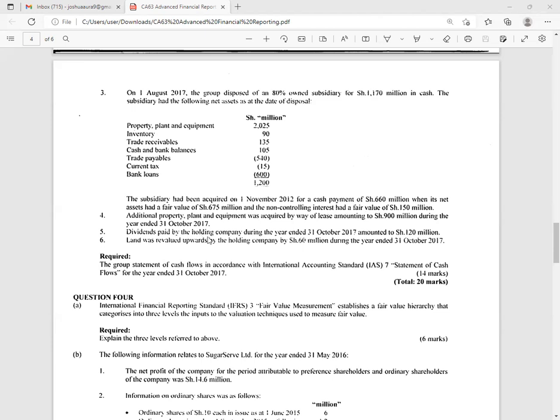5, dividends paid by the holding company during the year ended 31st October 2017 amounted to 120 million. 6, land was revalued upwards by the holding company by shillings 60 million during the year ended 31st October 2017. So they want us to give them a group statement of cash flows in accordance with international accounting standards, for the year ended 31st October 2017.